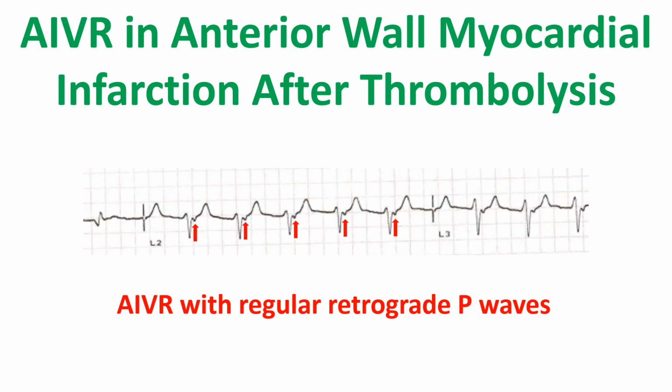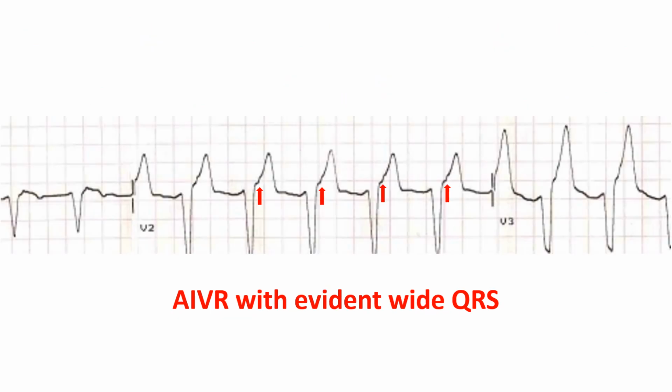Even though the QRS complex is almost 120 milliseconds in width, at one look it may appear to be not that wide and the AIVR can be missed. In this tracing, the wide QRS is quite evident.